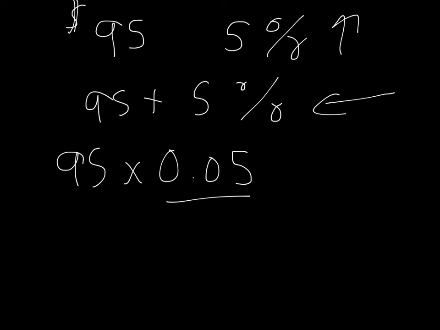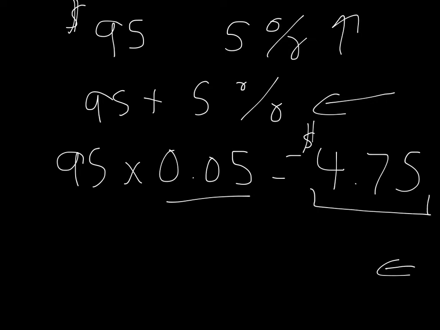Decimals are easy to smash into your calculator, so the percent to decimal conversion will be important. And again, it's just move the decimal that way. So once I did this, I think it's 4.75. So what is 4.75? 5% of 95.